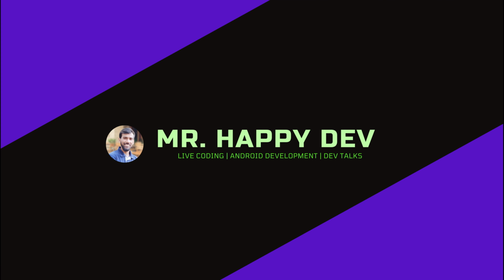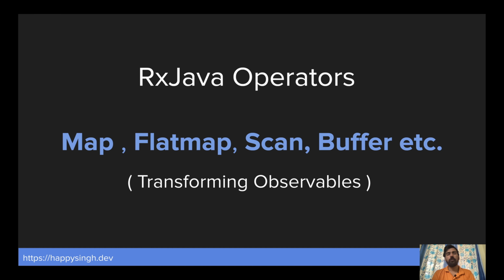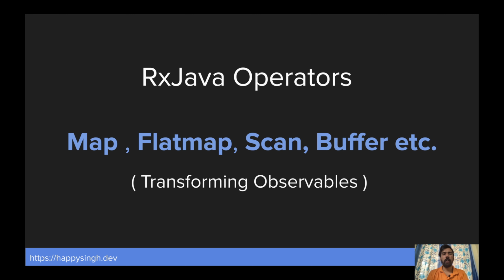Hello guys, welcome to another video of the RxJava series. In this video we are going to see some of the operators which fall under transforming observables. What transforming observables means is that every item will be converted into some other value or maybe another observable. So let's jump into it.